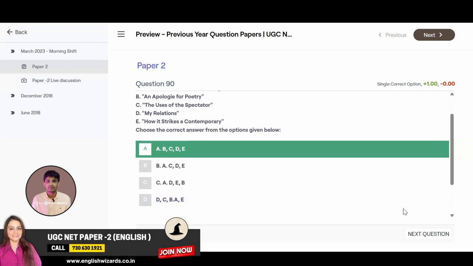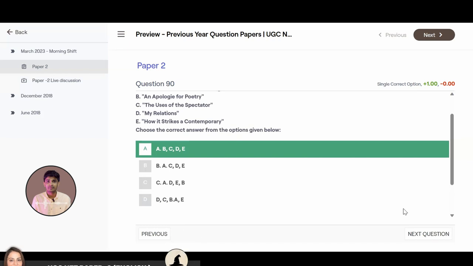First, An Apology for Poetry by Sidney. Yes, Sidney is the right answer. He wrote this as a response to Stephen Gosson. We discussed that ten or twenty questions ago. Sidney wrote this as a response to Gosson, who wrote The School of Abuse in 1579, and the Apology for Poetry came in 1581.